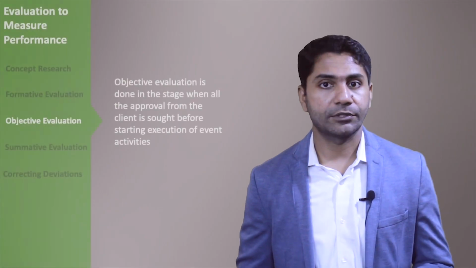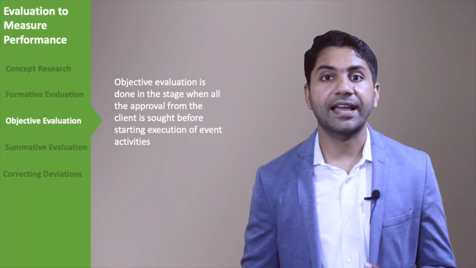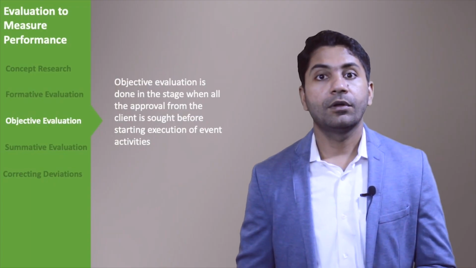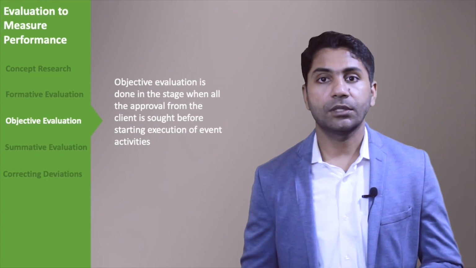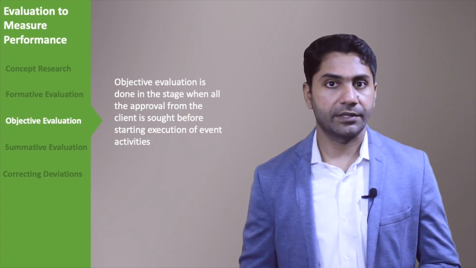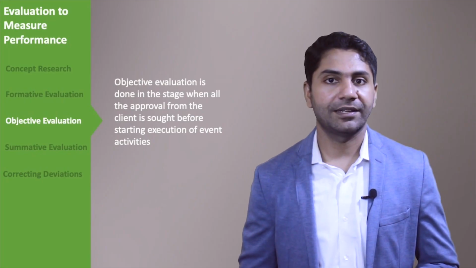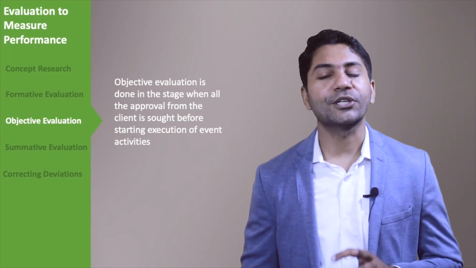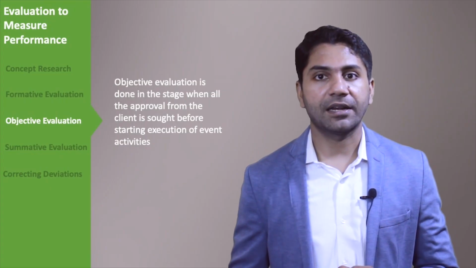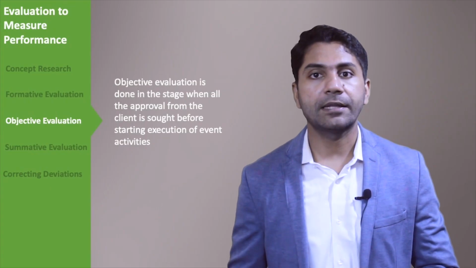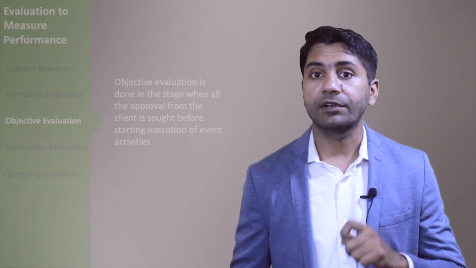Next is objective evaluation. Objective evaluation is done in the stage when all the approvals from the client are sought before starting execution of event activities. In order to take the client into confidence, a certain amount of objectivity and professionalism is required. This technique is called objective evaluation. In this type of evaluation, the event team collects proof on how and why the particular event will be just the right one for the event audience.